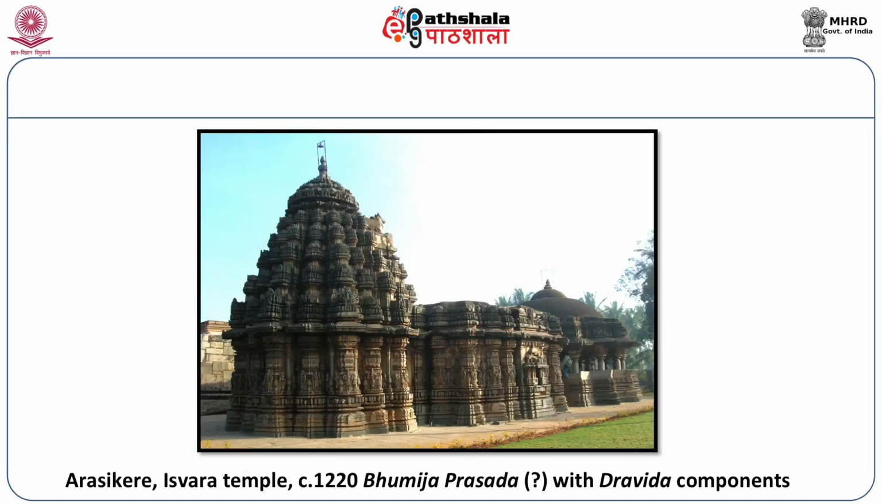There is an interesting temple known as Ishwara temple at Arsikere. It was built around 1220 AD. Though in detail it looks like a Dravida temple, the way in which the plinth and the wall and the superstructure are treated, it appears to be one of the subtypes of the Bhumija prasadas.